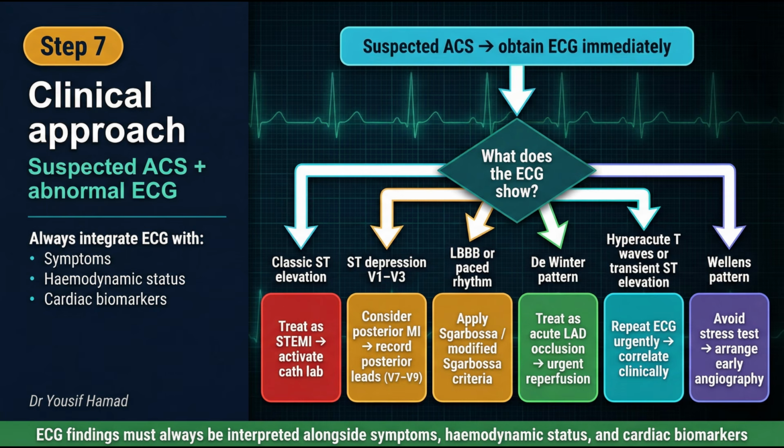If de Winter pattern is present, treat as acute left anterior descending artery occlusion. If hyperacute T waves or transient ST elevation are seen, repeat the ECG urgently and correlate clinically. If Wellens pattern is present, avoid stress testing and arrange early angiography. Always interpret ECG findings alongside symptoms, hemodynamic status, and cardiac biomarkers.